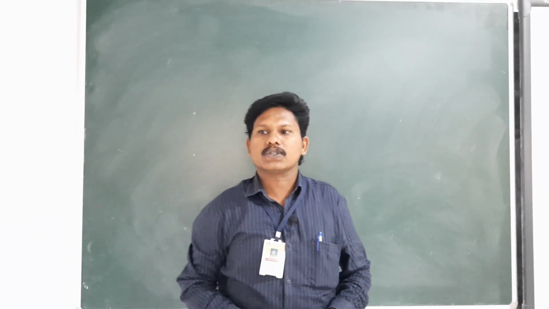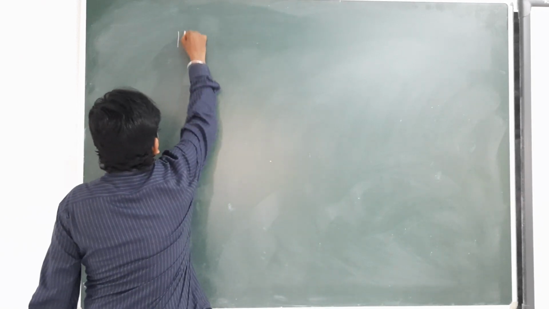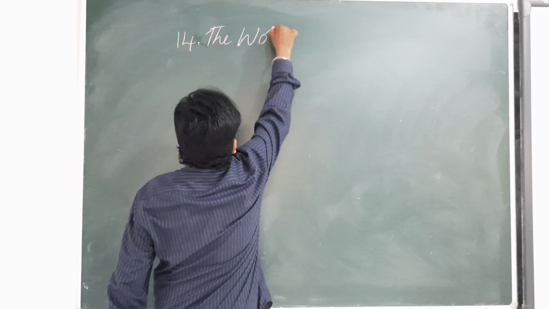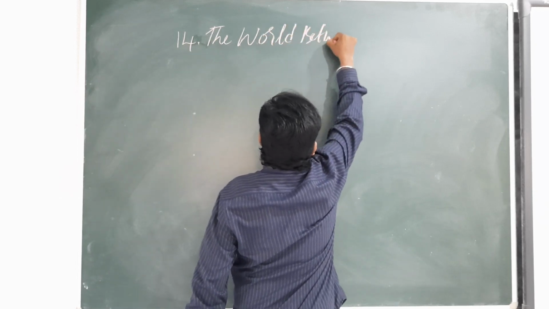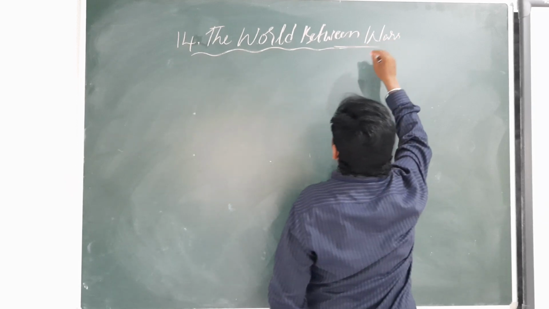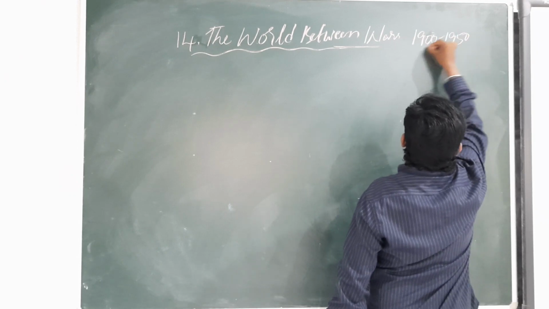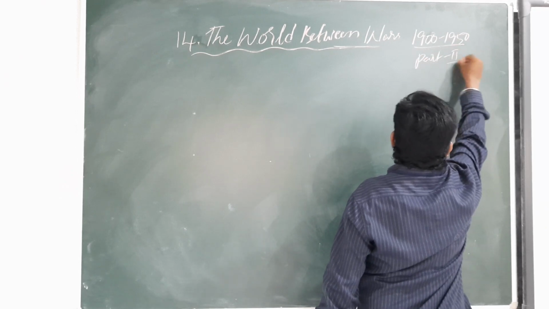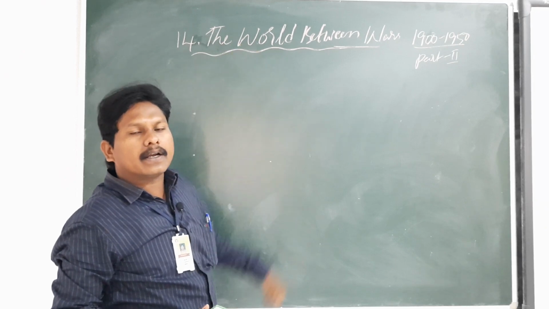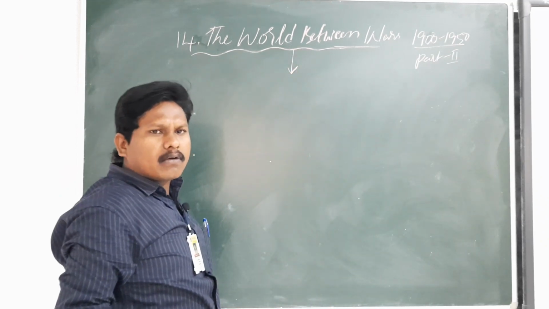Today we are going to discuss social studies, 10th class, 14th topic, the world between wars 1900 to 1950, part 2. The topic is mainly based on 5 key concepts.